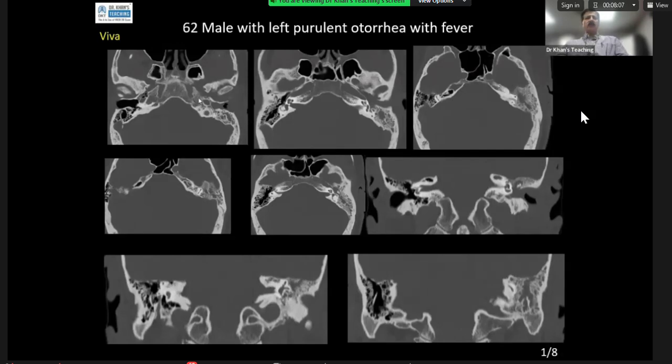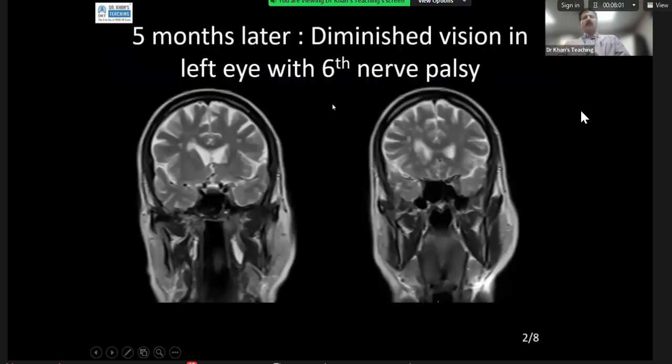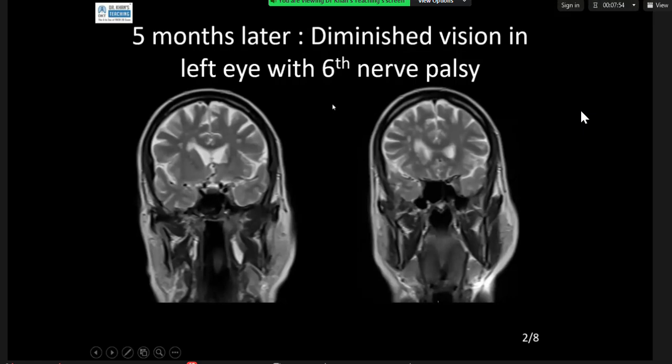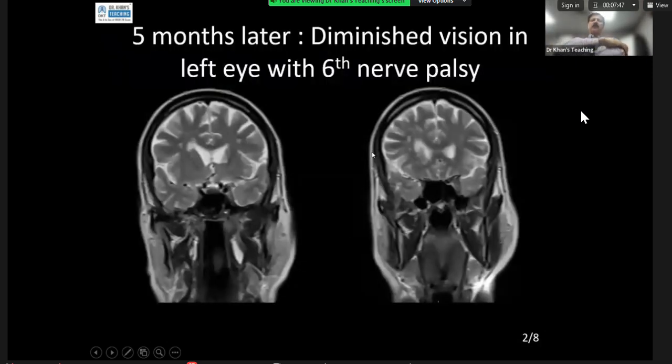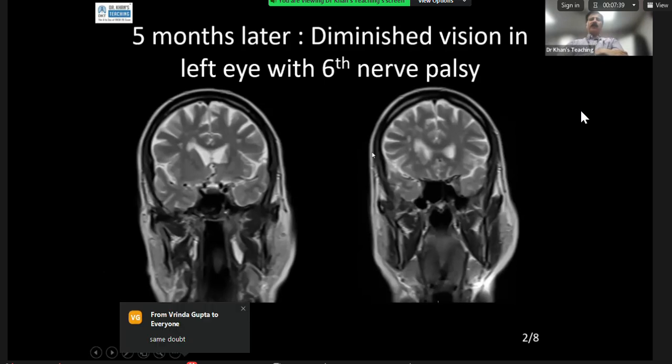You can see a bit of aeration is there, but these are also opacified. This patient was clinically dealt with antibiotics and got better. After 5 months, he presented with symptoms of left eye sixth nerve palsy. What comes to your mind with this clinical picture before I show you the scans?